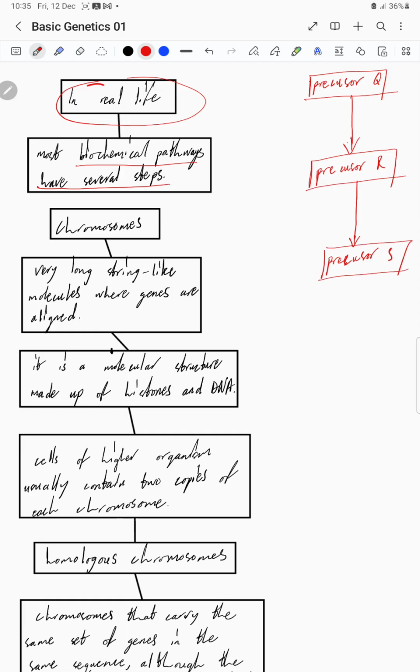So these are stages. Let's say this is the first molecule Q, and then the molecule is modified, it goes to R, and then it's modified, it goes to S, and then it gives us the final product. Maybe it's red pigment.